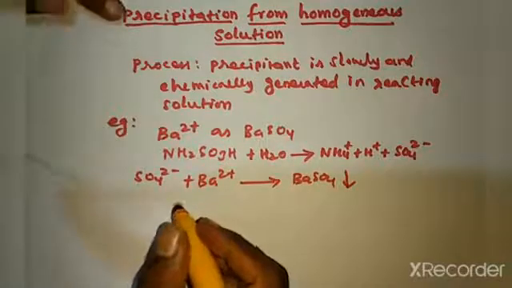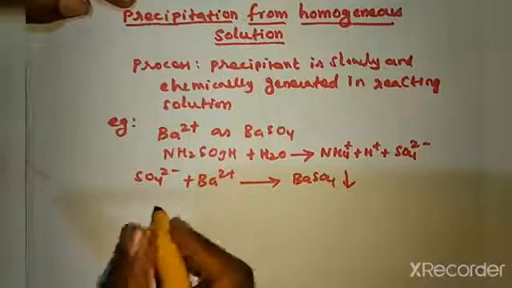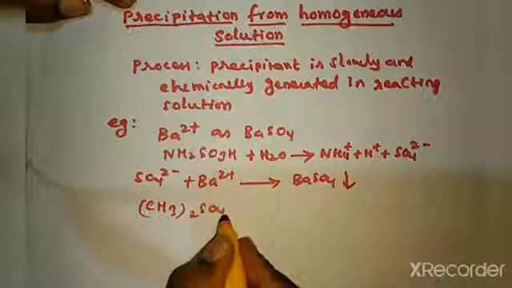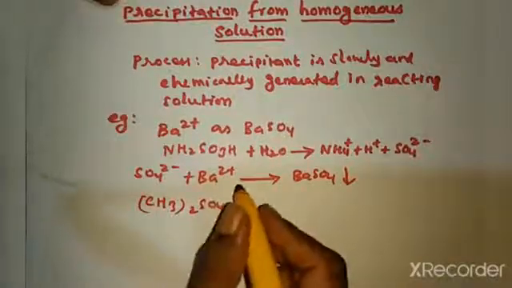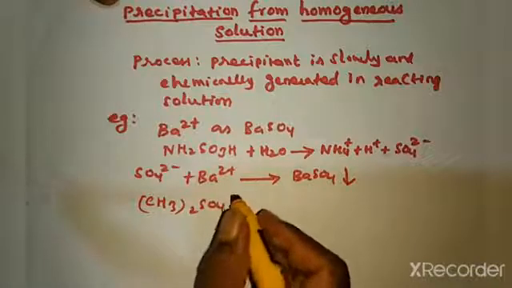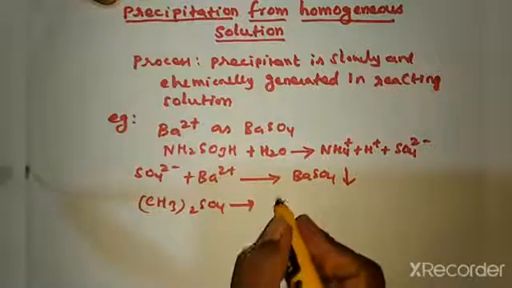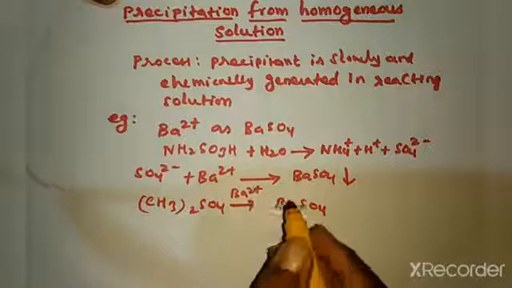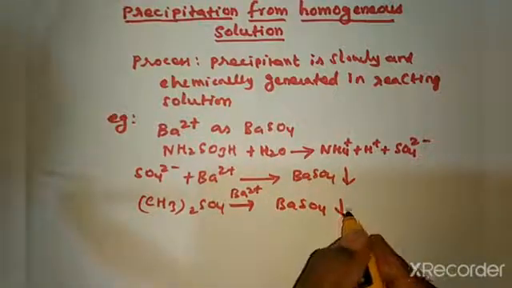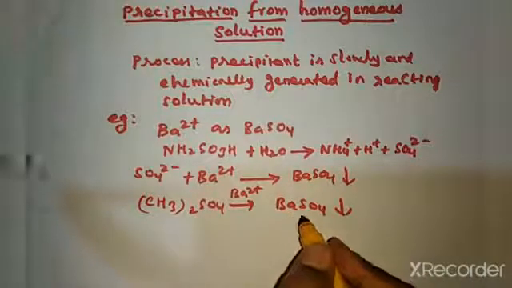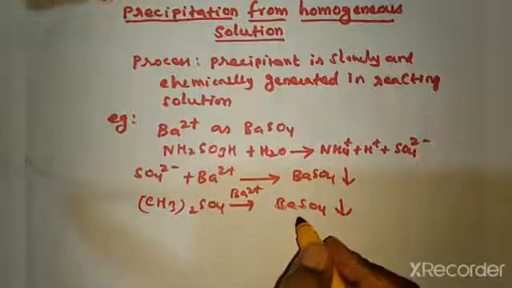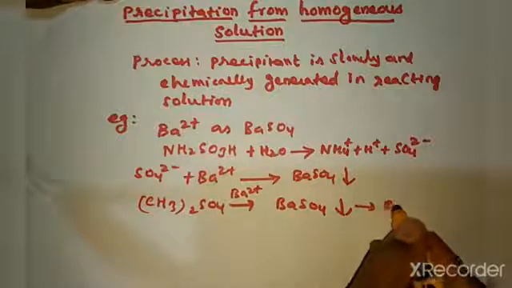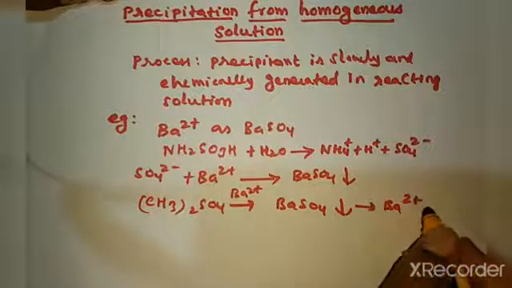We can also use dimethyl sulfate. So the formula for dimethyl sulfate is this. Using this dimethyl sulfate, we can also precipitate barium sulfate. Barium ion combines with this and gives barium sulfate, and we can estimate the amount of barium sulfate present. From the barium sulfate we can get the amount of barium ion.